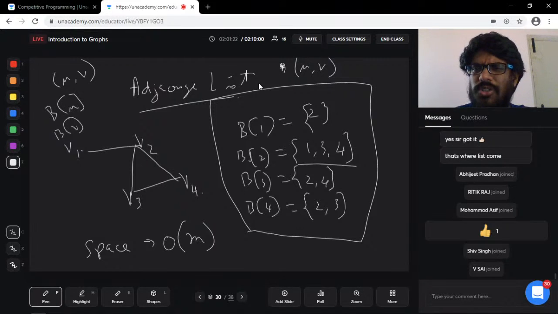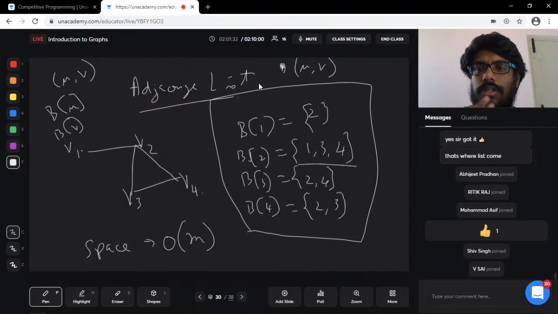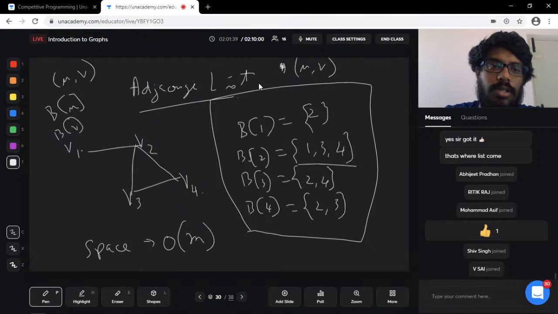Array lists, I think it's called. Don't take what I'm saying for Java very seriously. It's basically a dynamic array, whatever it's called in Java. And you just keep adding things at the end to get the adjacency list of each vertex differently.